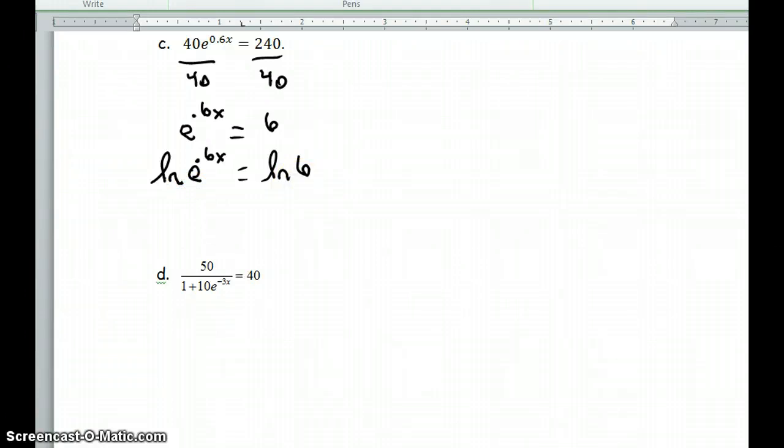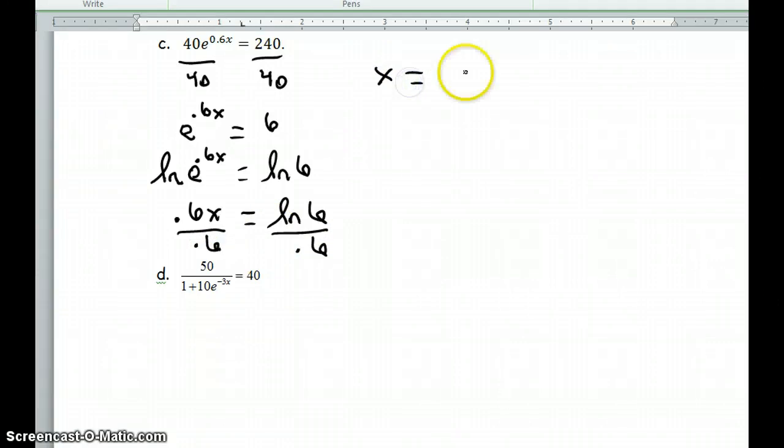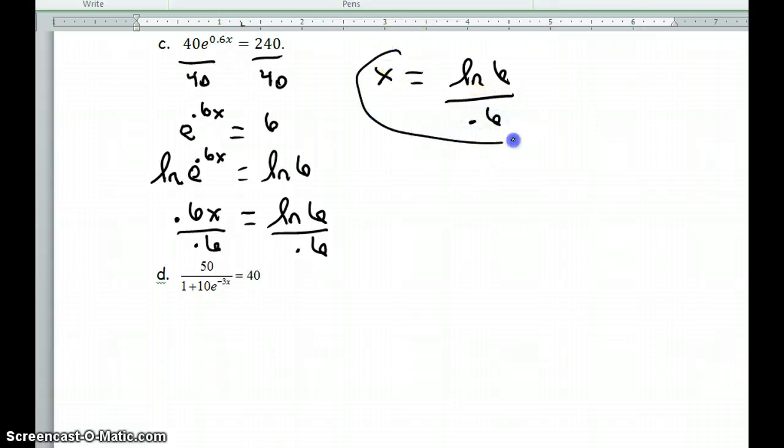So now this natural log cancels that e because there's a base e here. And so I get 0.6x equals natural log of 6. And the last step is to divide by 0.6. Then x equals natural log of 6 divided by 0.6. So I'll circle that.